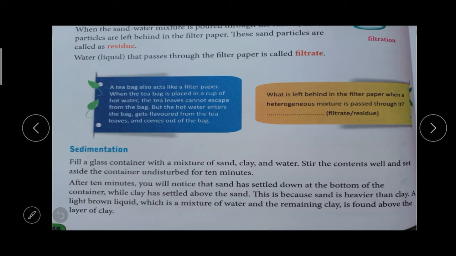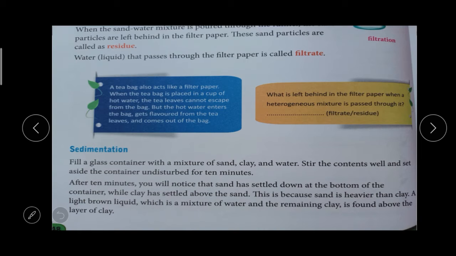Keep it separately. After 10 minutes we can notice that the sand particles have settled down at the bottom of the container. The clay is settled above the sand. This is because the sand is heavier than the clay.